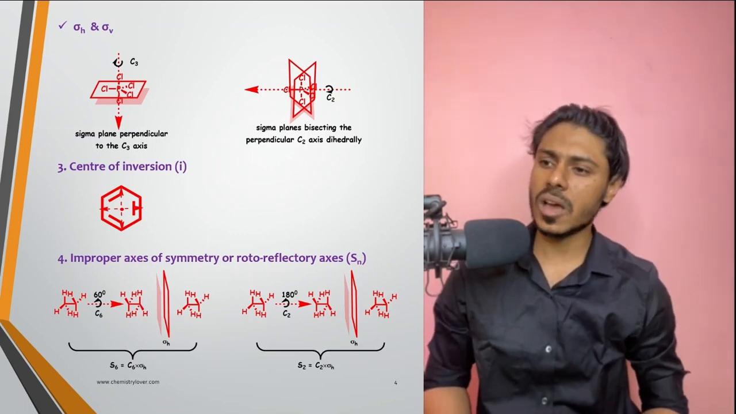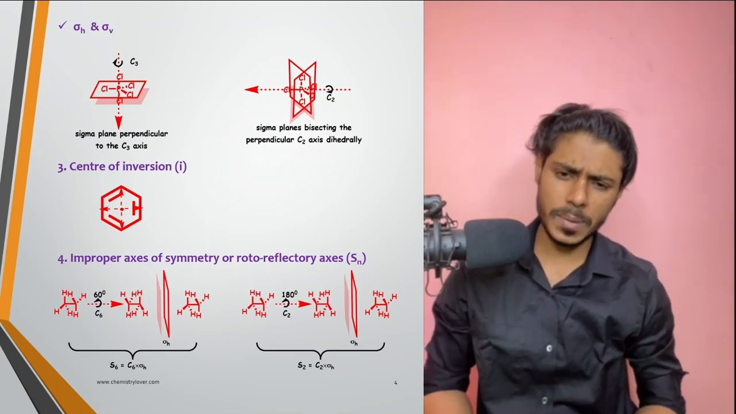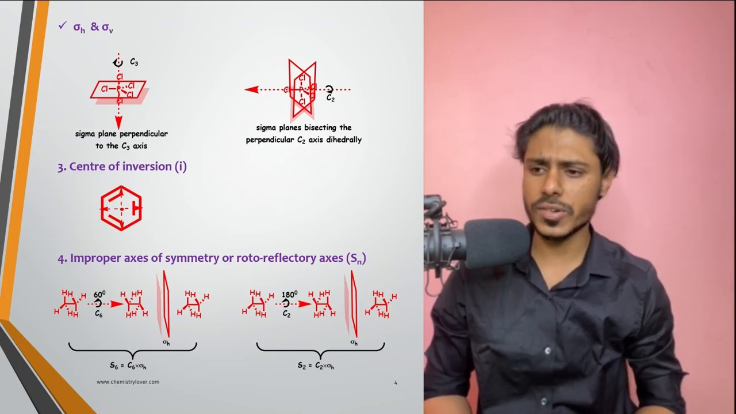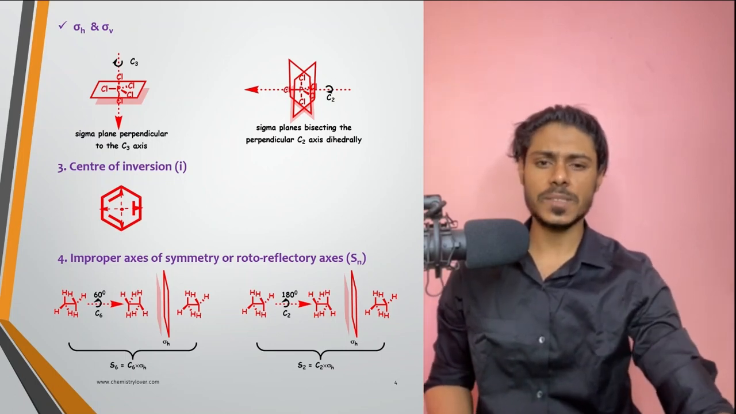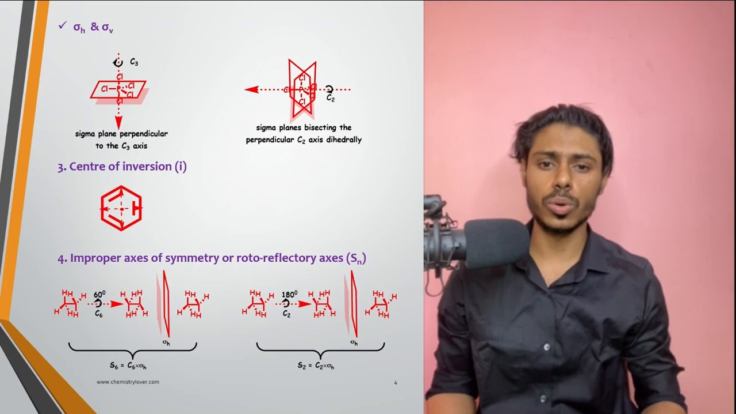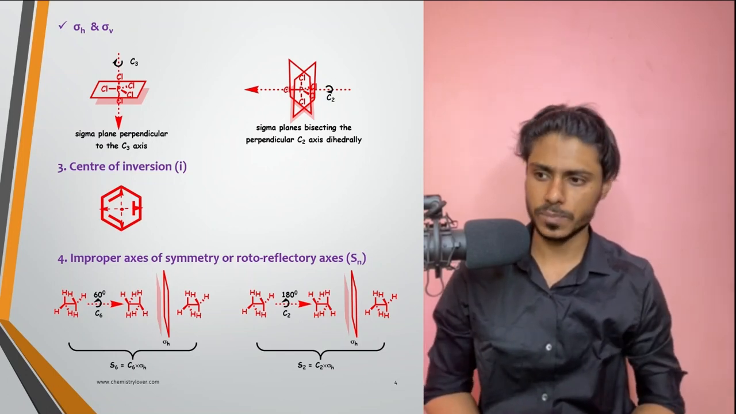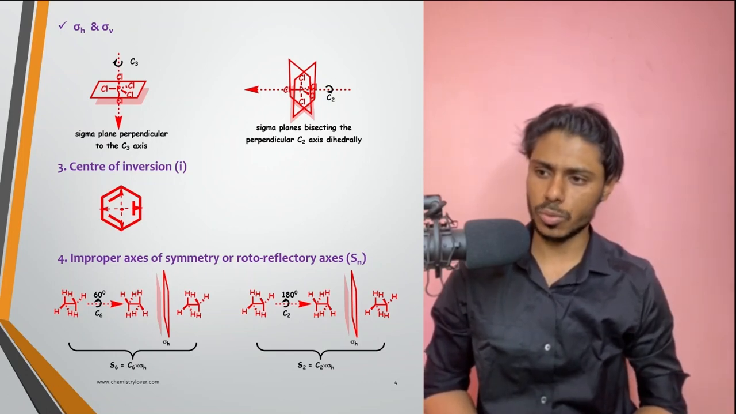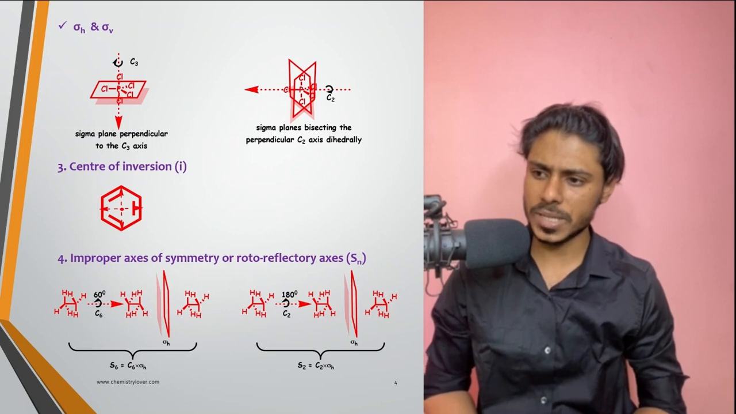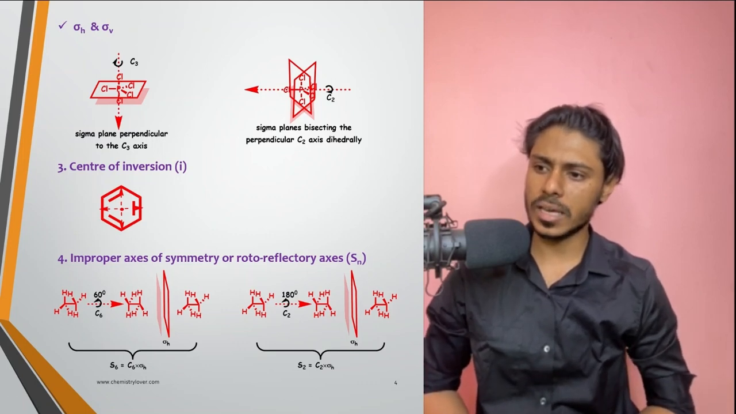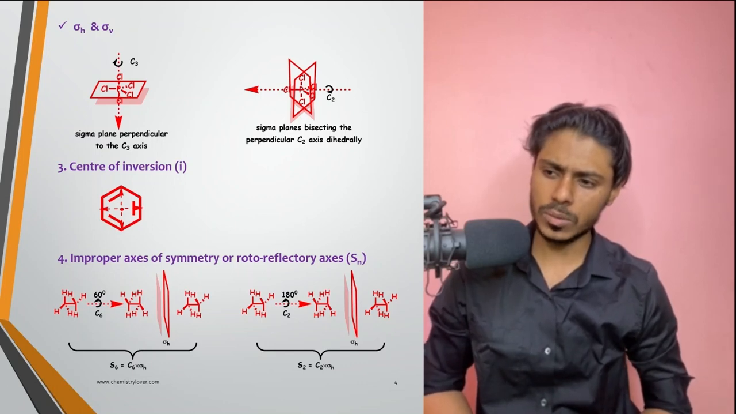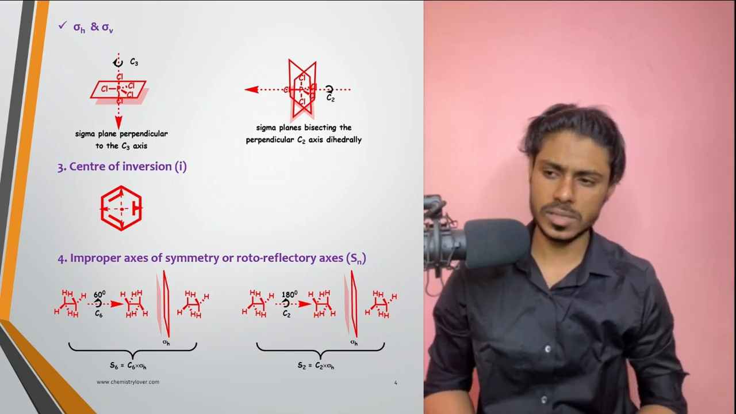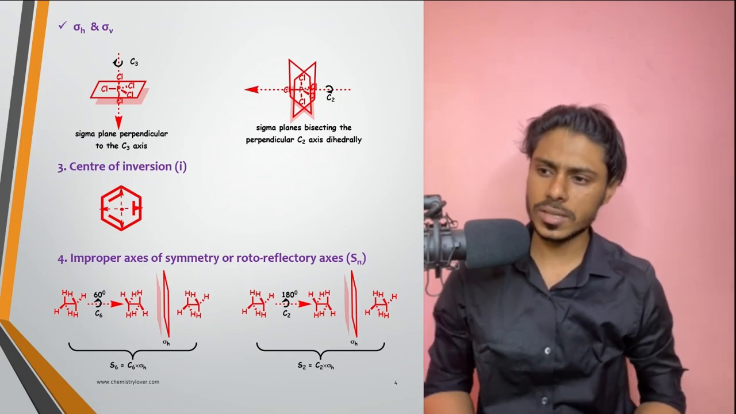Now the next symmetry element is called improper axis of symmetry or roto-reflectory axis. It is also represented by Sn. As the name suggests, it is roto-reflectory, so rotation and reflection both are present here. For illustration purposes, we have taken the example of the ethane molecule, and the ethane molecule is in the staggered form. What is staggered and what is eclipsed, I will discuss later, but you just look at the slide.